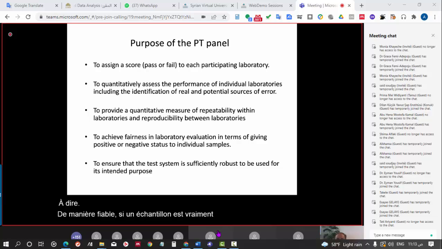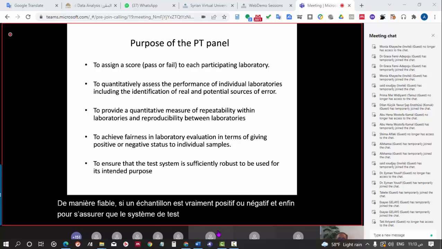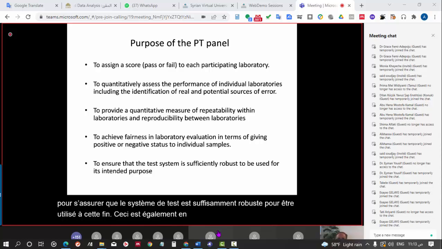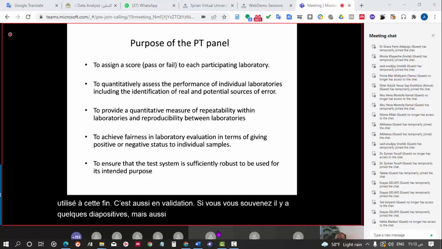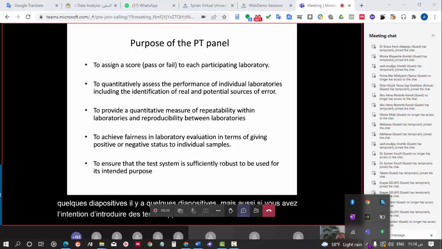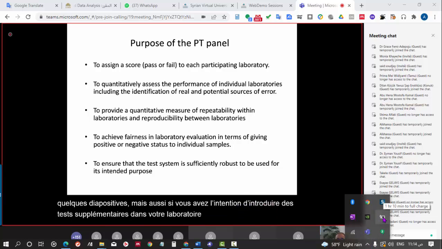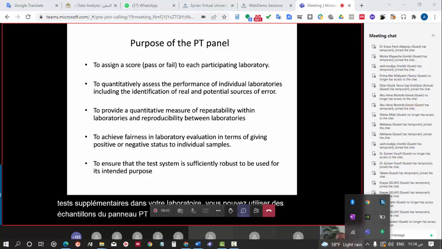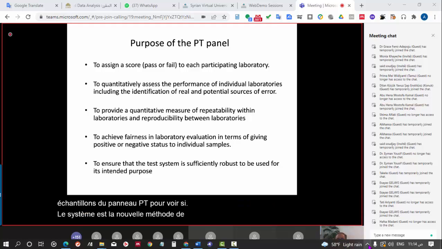And finally, to ensure that the test system is sufficiently robust to be used for its intended purpose. This is also in validation, if you remember a few slides ago. But also, if you intend to introduce additional testing in your laboratory, then you can use samples from the PT panel to see whether the new test method is robust in your conditions to give a reliable result.